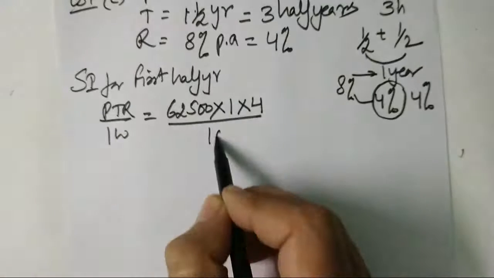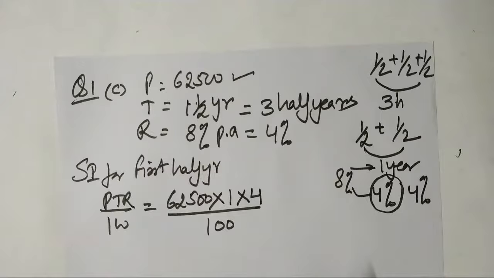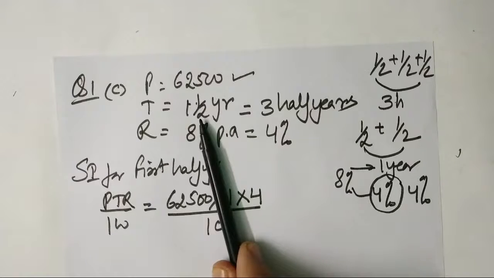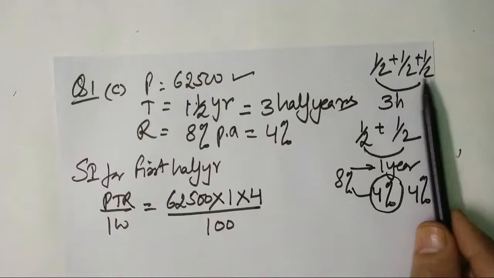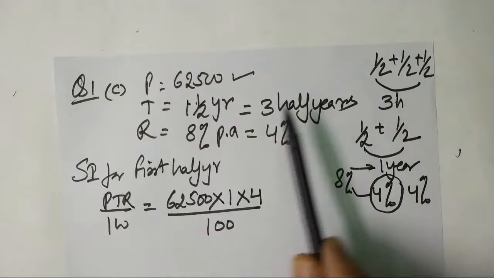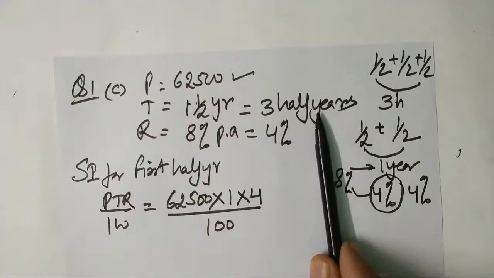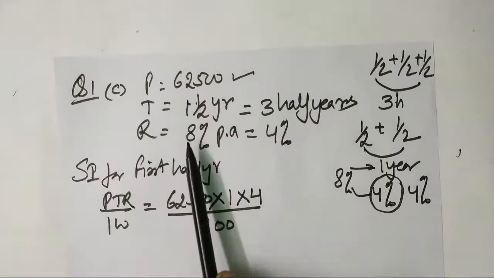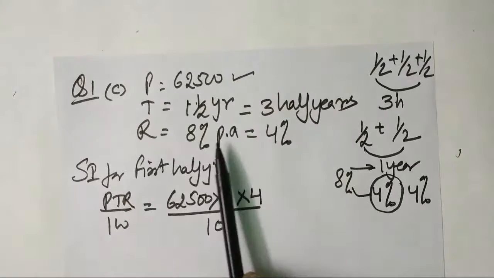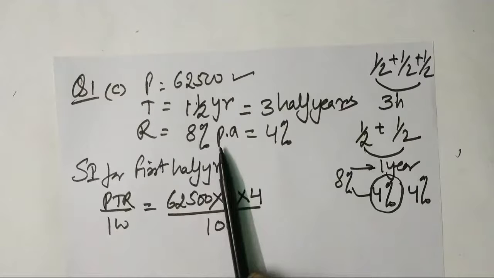Okay. So once again I will repeat, principal is given 6250, time is given 1.5 year. 1.5 year means half plus half plus half, so there are 3 half years. 3 half years means your time becomes 3 half years. So 3 times you will get the rate, which is 8% given in the question, but this rate is given for full 1 year. So for half years, how many times you will get?